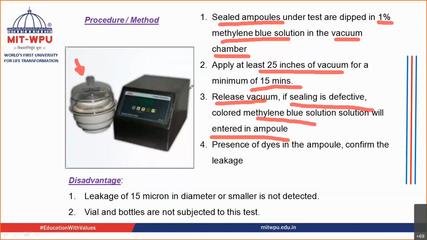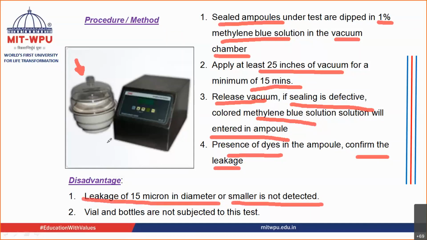Then you are going to remove the ampules, wash them, and observe them, right? If there is a presence of dye, then it confirms the leakage. If there is no presence of dye, then leakage is not present. Now the major disadvantage is that leakage of 15 micron or more is detected by this kind of test. If the leakage is very small, then smaller leakages cannot be detected by it.